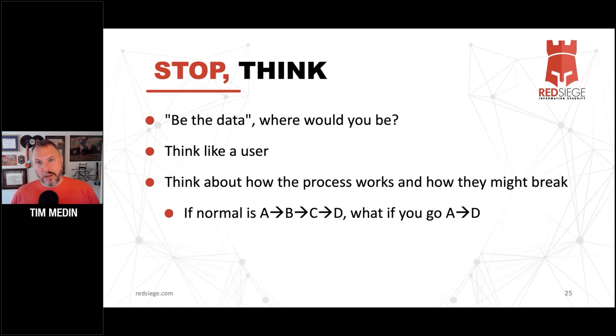Think like the user. But at the same time, don't think like the user. So if the normal process is A, B, C, D, what happens if you go from A straight to D? So you need sort of two conflicting scenarios here. Take some time, sit back, think about both. Again, ask other folks. If you're stuck, like, hey, I don't know what to do here, ask people on your team, ask the target. Like, hey, we have access to this. We're kind of stuck. Do you have suggestions?